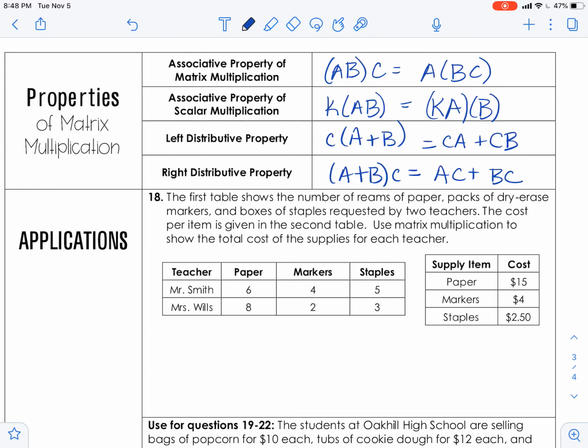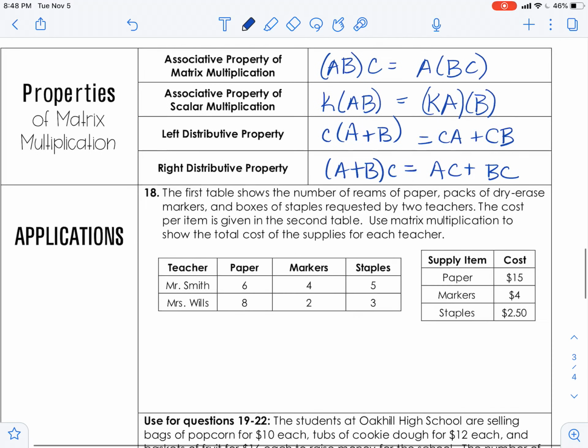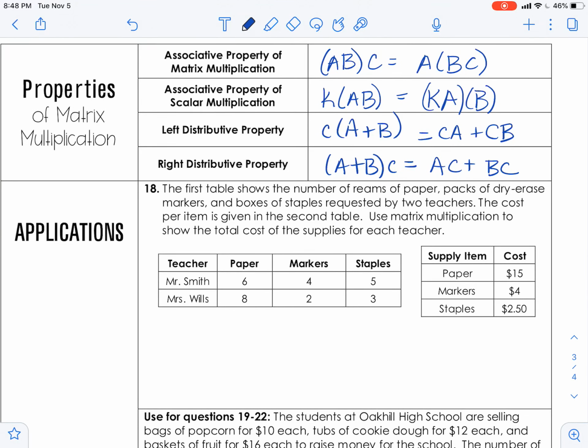We don't really touch base with those a lot. Probably the commutative is the one that we're going to see more than anything else, since there is no commutative property. There are times that I say you have to set it up this way, because if not, you can't do the multiplication. So just remember that. And some of these applications also pertain to that. So we're going to run through some applications.